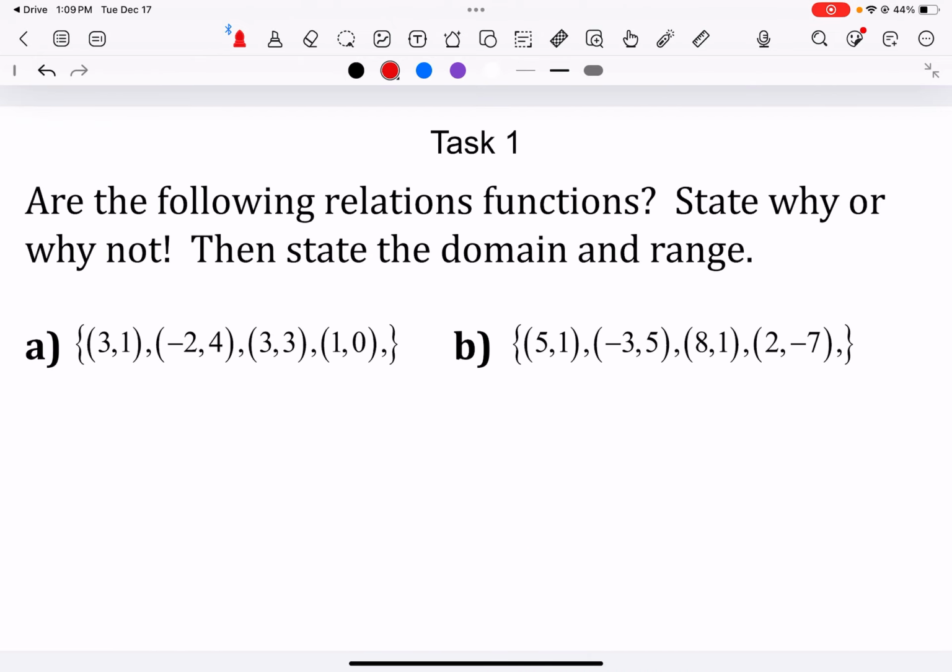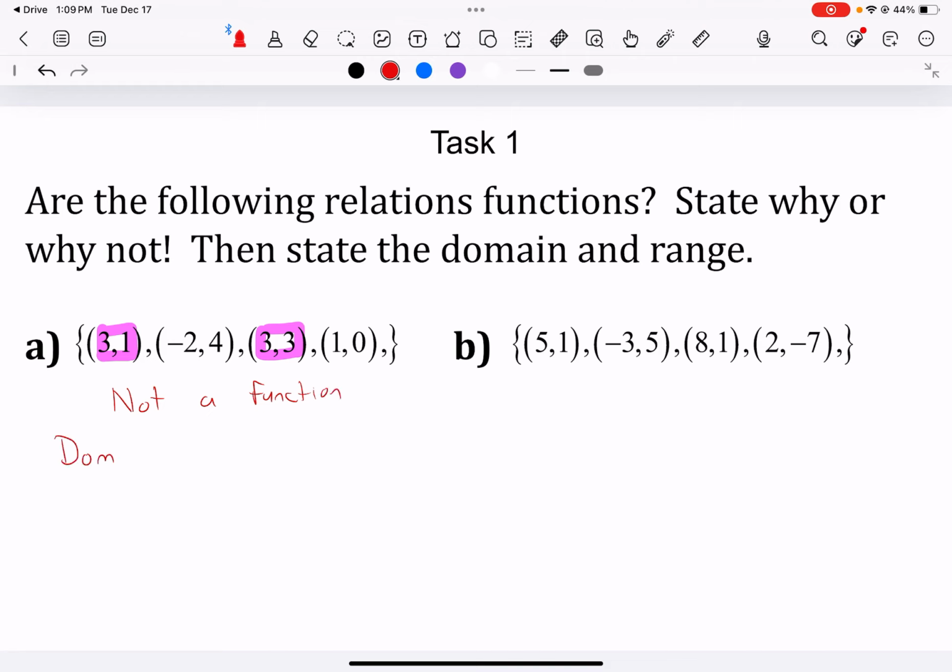Task 1. Are the following relations functions? State why or why not, then state the domain and the range. So for A, we notice that the input of 3 has two different outputs. So 3 goes to 1 and 3 goes to 3. So this relation is not a function.